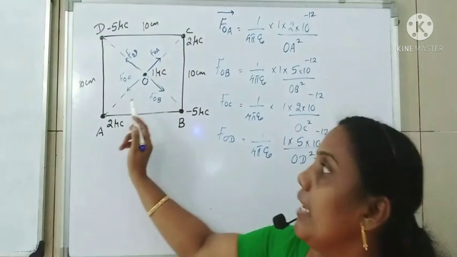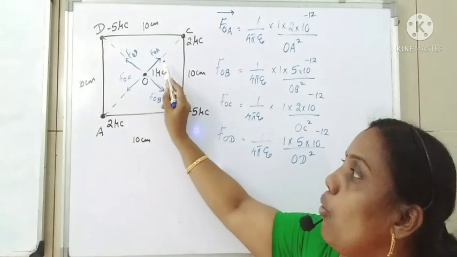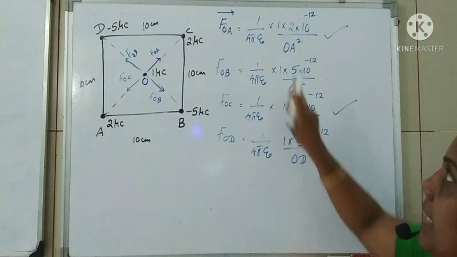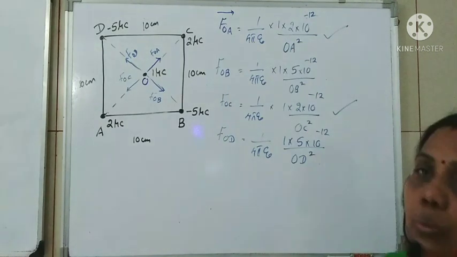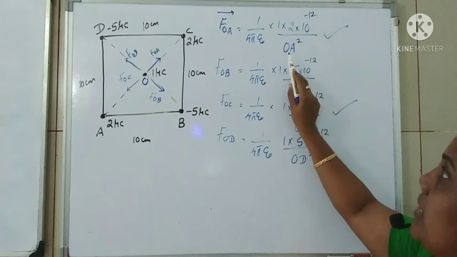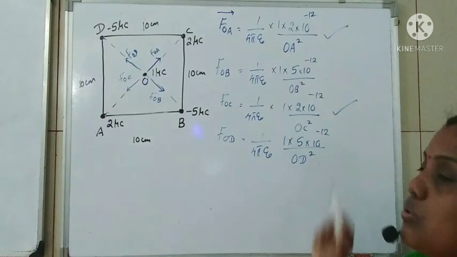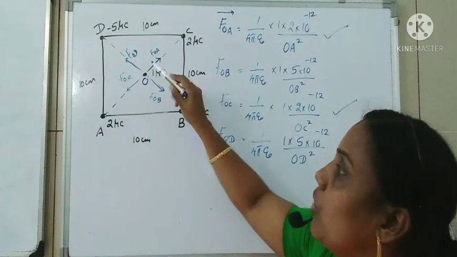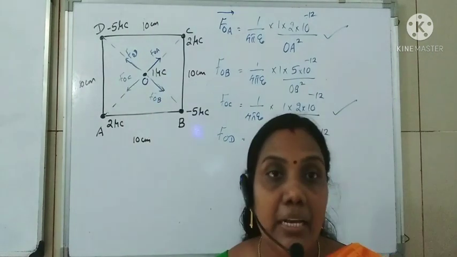Clear, children? So if you compare FOA and FOC, magnitude wise both are equal, isn't it? 1 by 4 pi epsilon 0, 1 into 2 into 10 raised to minus 12 divided by OA square. Here also the same value. And all the distances OA, OB, OC and OD are equal.